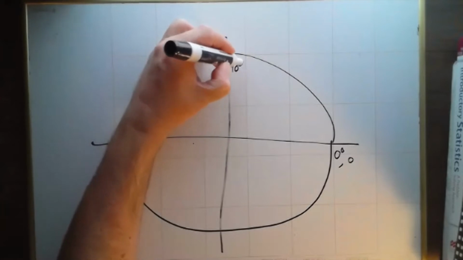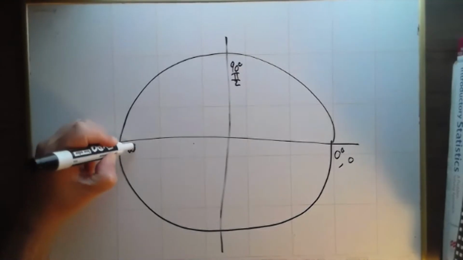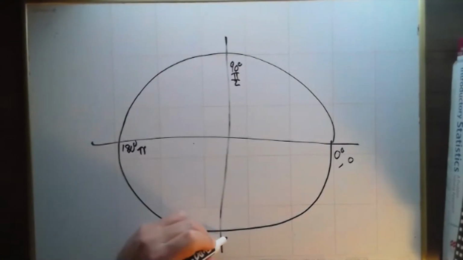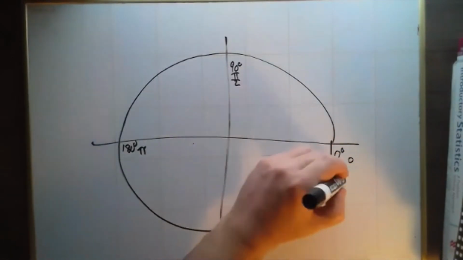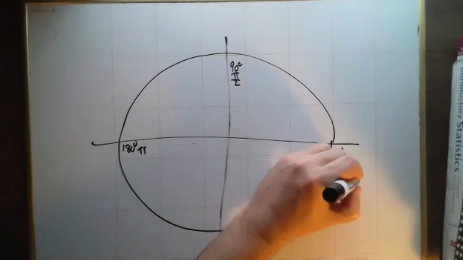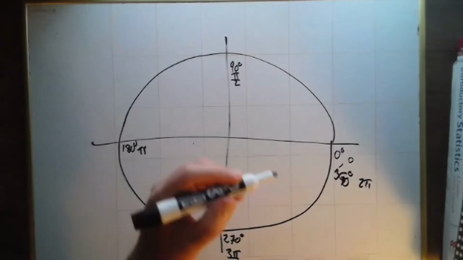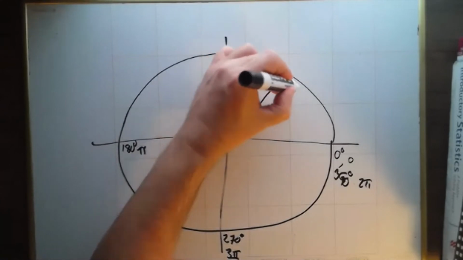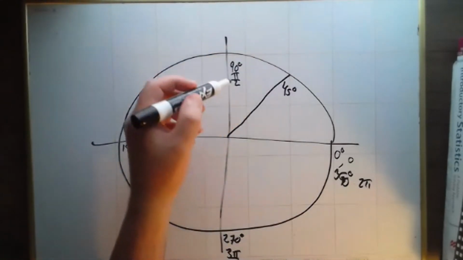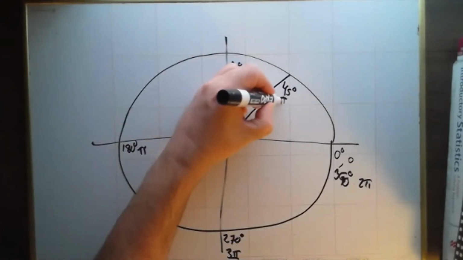90 degrees, which is pi over 2 radians, 180 or pi radians, 270, which is 3 pi over 2, and then all the way around, a coterminal angle with 0 is 360 degrees or 2 pi radians. Now let's put in all of our 45s. So here's 45 degrees. Pi over 2 is 90 degrees, so half of that would be pi over 4.